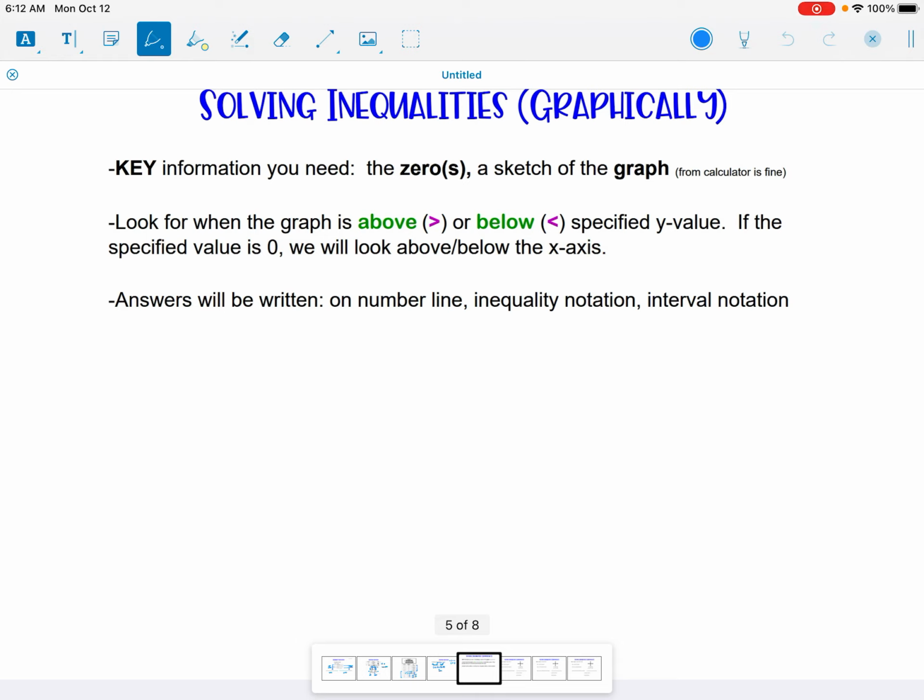And then what we're looking for to solve the inequality is when is the graph above, which would indicate a greater than symbol, or below, so that means your inequality had a less than symbol. So when is the graph above or below whatever the specified value is in your problem? If the specified value is a 0, which it commonly is, then we will be looking above or below the x-axis. And then I will be asking for your answers to be written on a number line, to use inequality notation, so like x is less than 2, and then also to use interval notation. So that's kind of the new piece that we're going to be practicing.